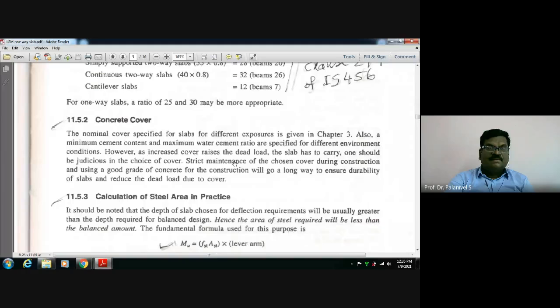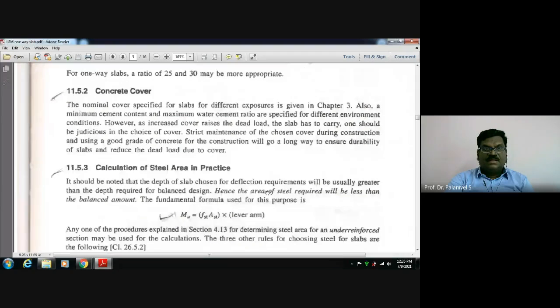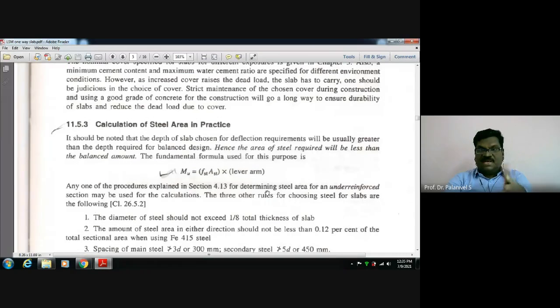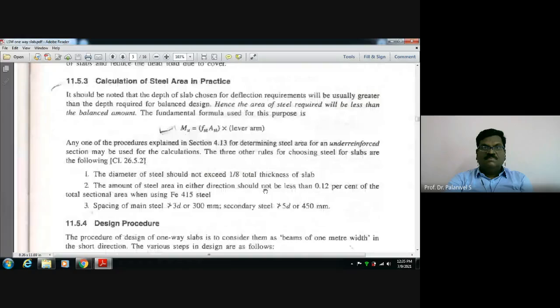Remember that. Next one, calculation of steel area in practice. I am in a hurry because I have to finish the class. Mu equal to 0.87 Fy Ast lever arm. You have to treat the slab as under-reinforced, so from steel strength only you have to determine Mu. After computing Mu, how do you get the area of steel required? Mu equal to 0.87 Fy Ast lever arm. From this you can get the area of steel required. That alone you remember.